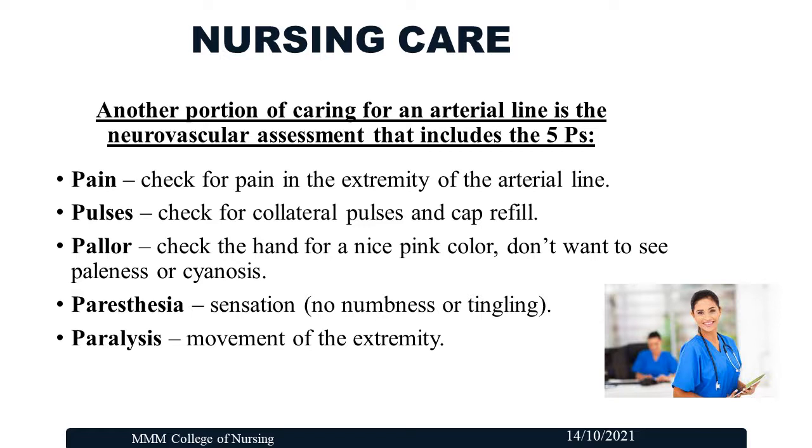Maintain the neurovascular assessment, the 5 P's: pain, pulses, pallor, paresthesia, paralysis. Pain: check for pain in the extremity of the arterial line. Pulses: check for collateral pulses and capillary refill. Pallor: check whether the hand is a nice pink or shows paleness or cyanosis. Paresthesia: sensation, numbness and tingling are to be watched. Paralysis: movement of the extremities.